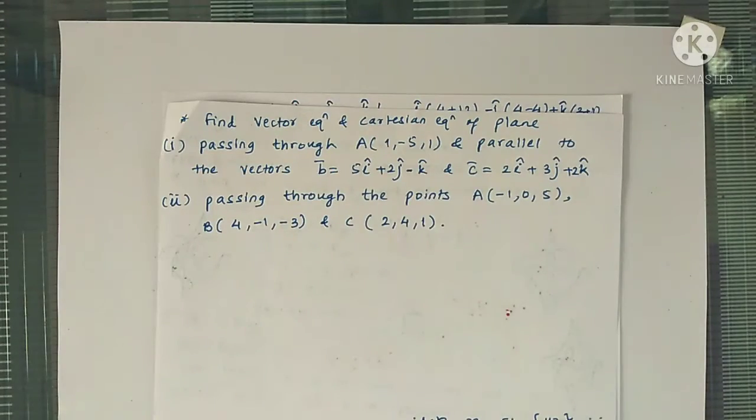This is your today's assignment. Find the vector and Cartesian equation of the plane passing through point A (1, -5, 1) and parallel to the given vectors B bar and C bar, and passing through 3 points. So use the correct equations and find the equation of the plane.